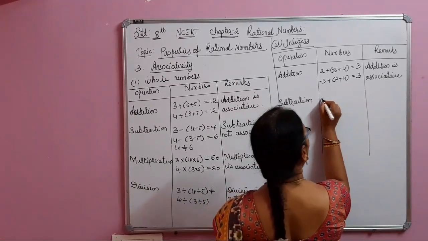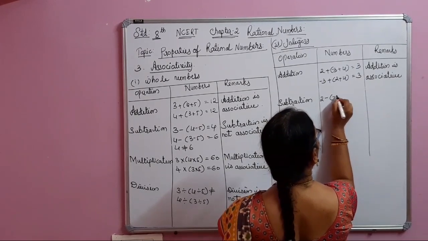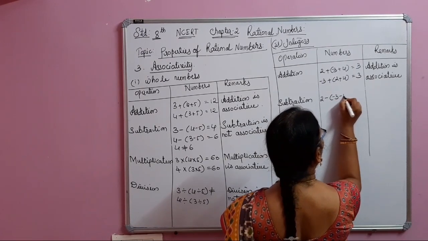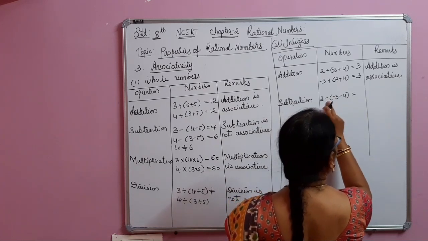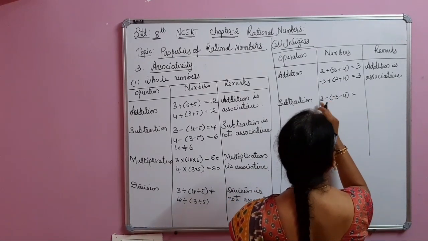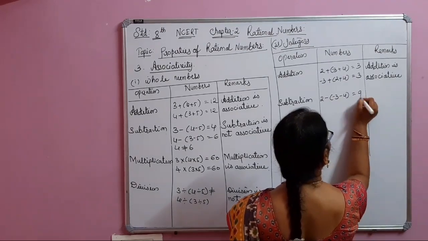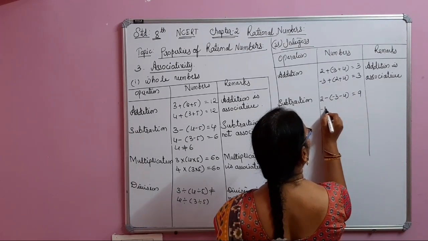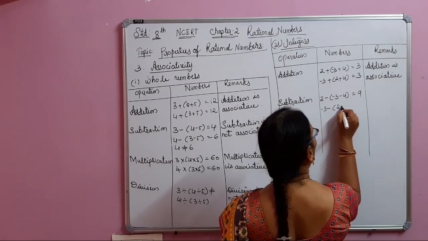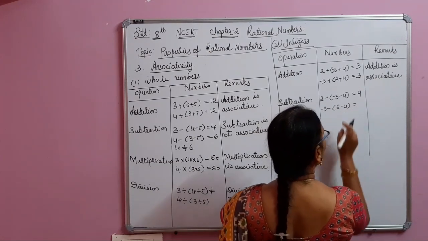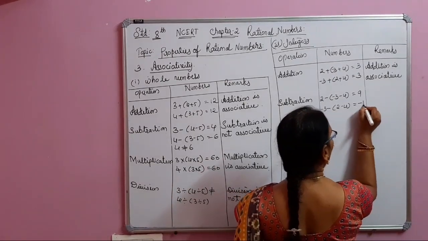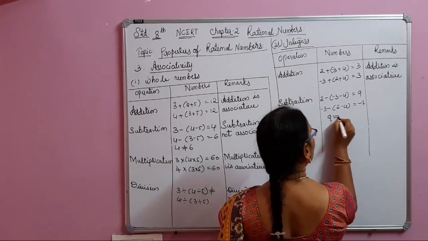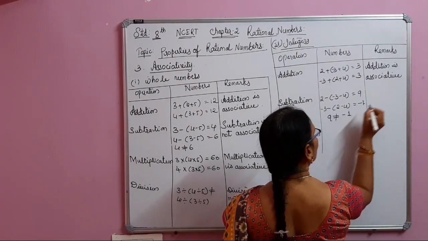Subtraction, same numbers. We take 2 minus 3 minus 4. See how much we will get? This is minus 7, so minus 7 plus 2 is minus 9. Now, minus of 2 minus 4, this is minus 2 plus 2 minus 3, which is minus 1. So minus 9 is not equal to minus 1.